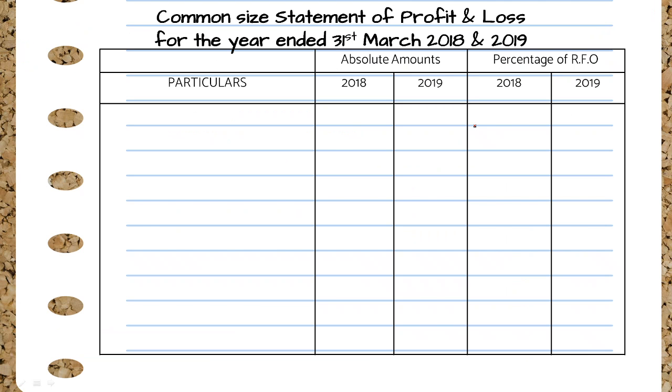Now let's look at the solution. So I've taken random years here. I've taken 18 and 19 only. So we were given revenue from operations. We were given the amount also, that is 14 lakh and 16 lakh. Since this is the base, obviously 100 will be the percentage. Why? Because here the percentage has to be taken from the revenue from operations.